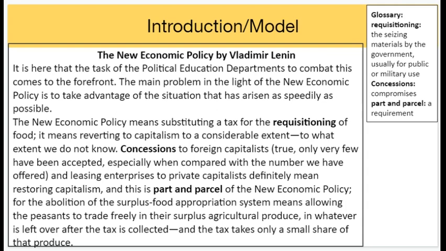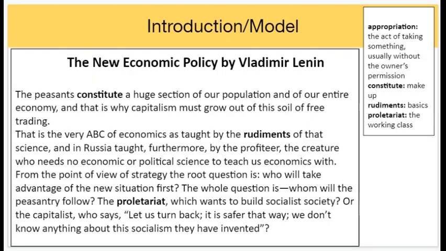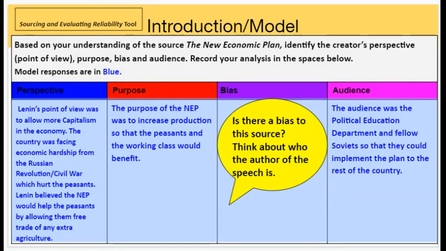When you're ready, play the video again, and you can do it again. Look for the 2 P's, bias, and audience. Okay, what did you come up with? Here is what the lovely social studies people from the city of New York came up with.